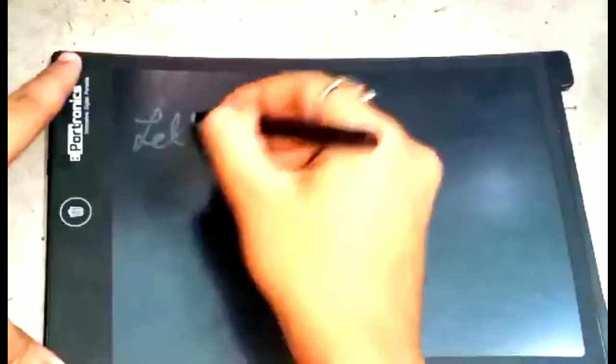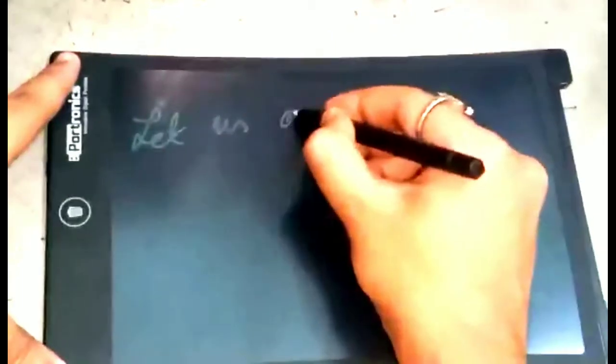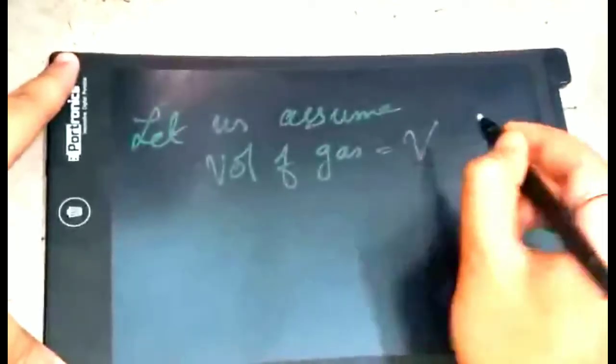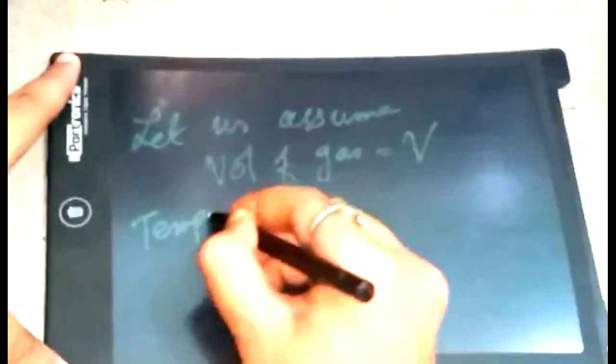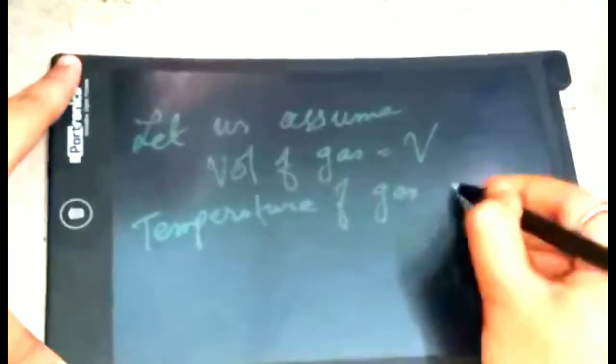Now a real life example of direct variation can be seen in physics. We have a very good example. It's a relation between volume and temperature of a gas. Let us assume volume of a gas to be V, and temperature of gas to be T.